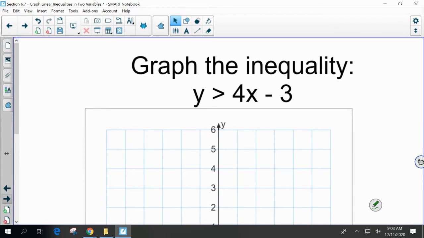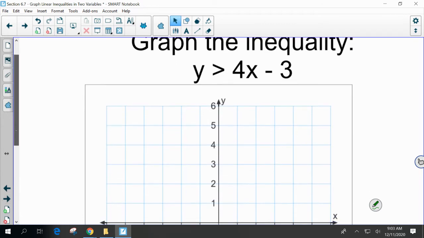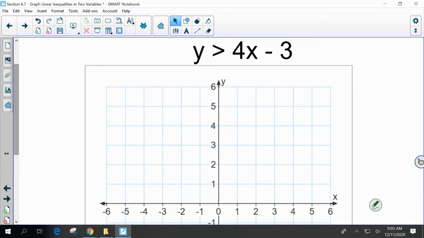So we're going to graph this inequality. y is greater than 4x minus 3. I would choose, so y is already isolated. That's in slope-intercept form, right? Like y equals mx plus b. I would choose to graph this using my intercept and then my slope, personally. So y is greater than 4x minus 3.